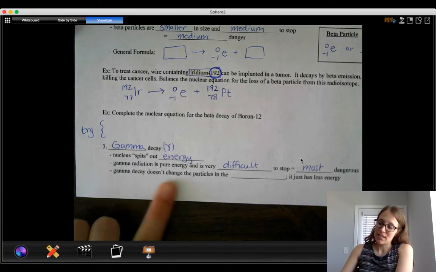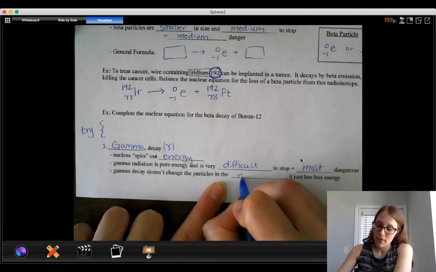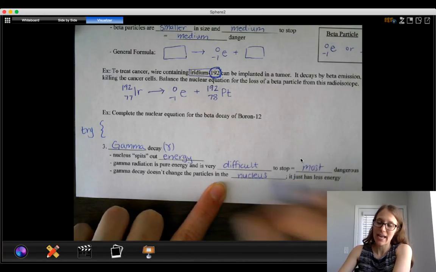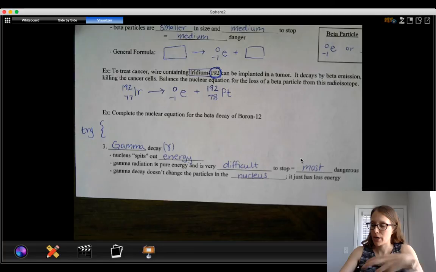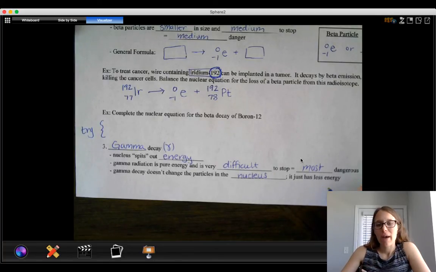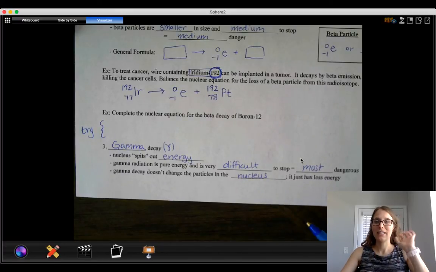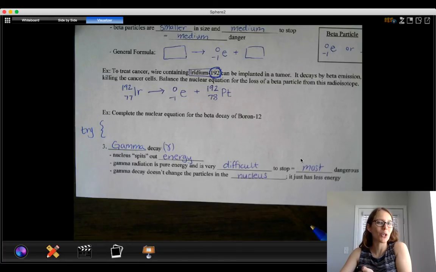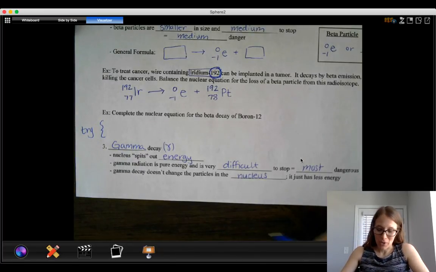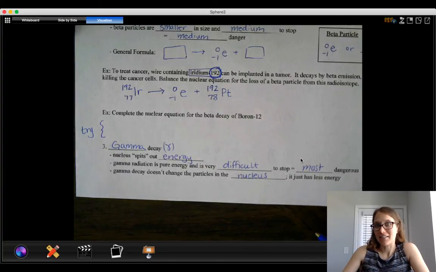Gamma decay doesn't change particles in the nucleus, however. Right? We're not spitting out protons or neutrons or electrons. We're just changing the amount of energy of the nucleus. We don't write equations for these ones because literally the equation would say whatever we started with turns into the same thing but a lower energy form. So there's no point in saying radioactive iodine releases a gamma ray and it's still iodine and none of the numbers have changed in the problem.